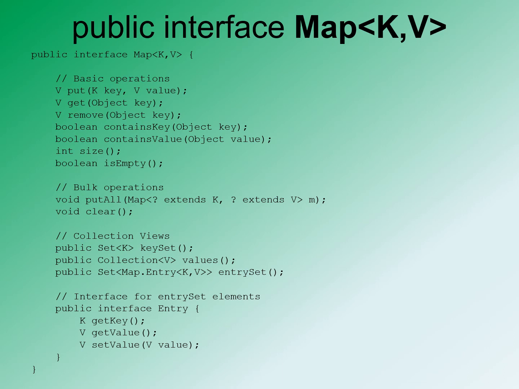Talking about the collection views, we have Set. We can ask for a view from the entrySet method. We can use keySet method, values method. These are the collection views of the Map interface. For the interface of entrySet elements, we have getKey, getValue, and setValue.